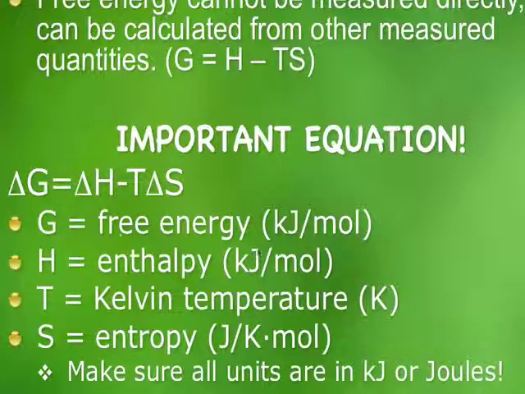G is the free energy. It's usually in kilojoules per mole. Enthalpy is usually also in kilojoules per mole. The Kelvin temperature, make sure it's Kelvin, don't use Celsius. And then S is the entropy. And usually when you're looking up entropy on tables, or if they give it to you in a data table, you're going to see that as joules per Kelvin mole. So you just need to watch out that when you go to do all this math, either all the units are in kilojoules or all the units are in joules. It doesn't matter which way. You just need to make sure that they're matching up so that you can do this math.